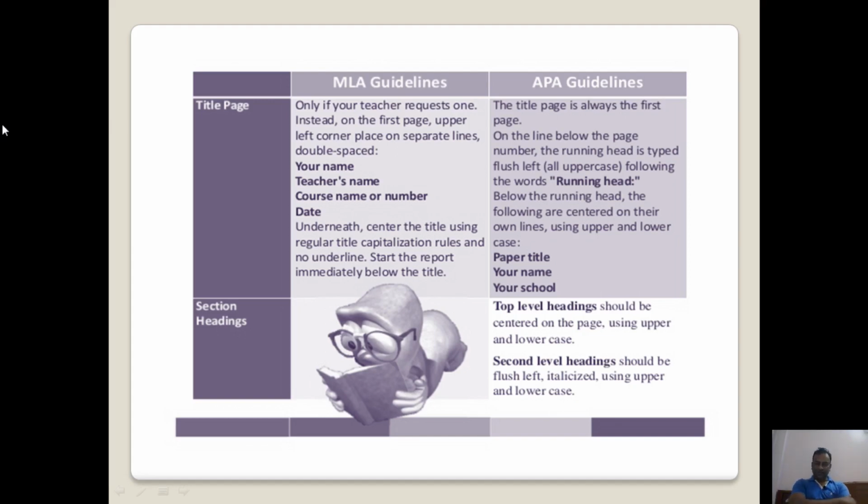Mostly it is the same, but in APA guidelines the title page is always the first page. On the line below the page number, the running head is typed flush left. Section heading, APA guidelines suggest the top level heading should be centered on the page using upper and lowercase. Second level heading should be flush left, italicized, using upper and lower case.